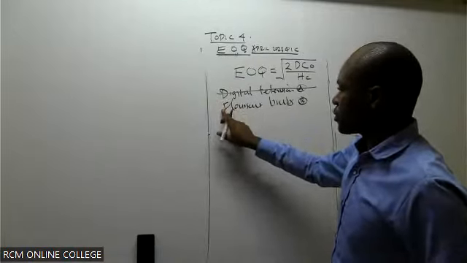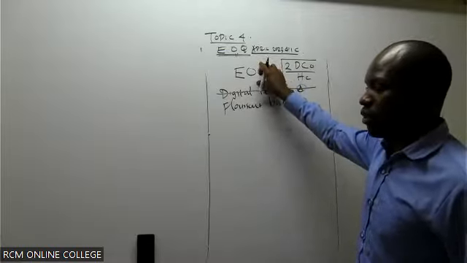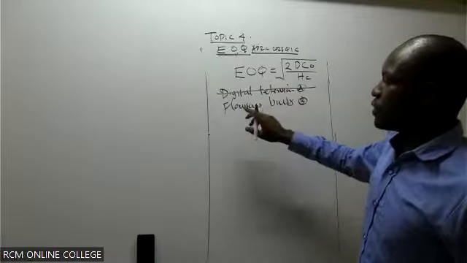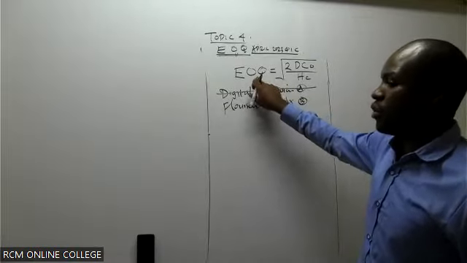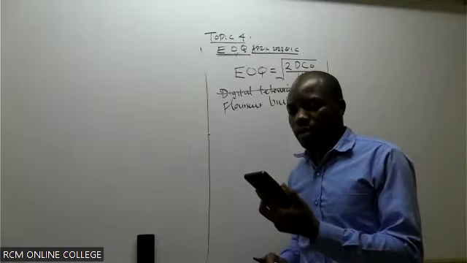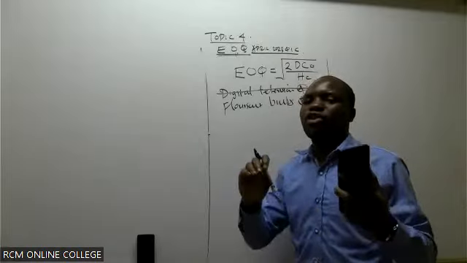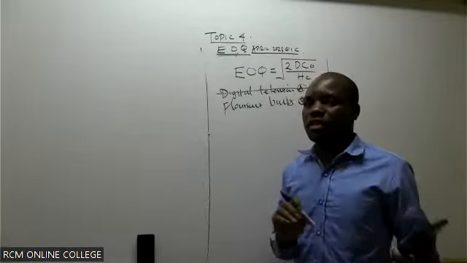Some people used digital television to come up with this, to get economic order quantity. Others used fluorescent bulbs to come up with economic order quantity. Look at what they want you to do. Determine the economic order quantity of bulbs. It is the bulbs that they are going to order, not the television.